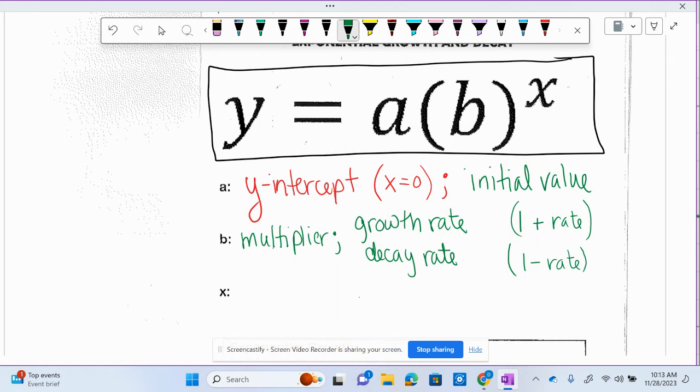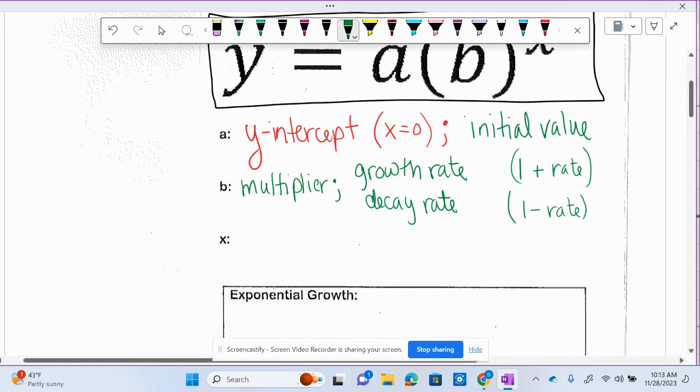Because what is the number 1 in terms of a percentage? 1 is equal to how much percent? The whole number 1 is equal to what percent? 100%. One whole thing is 100% of it, right? So that's why we just add for growth or subtract for decay.